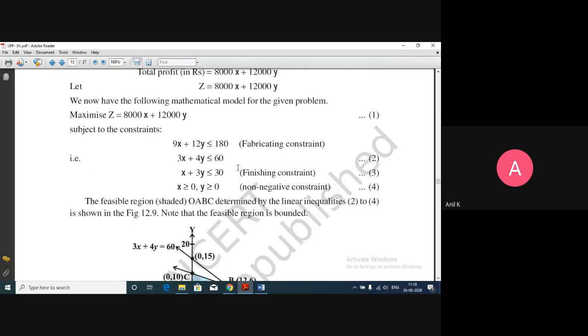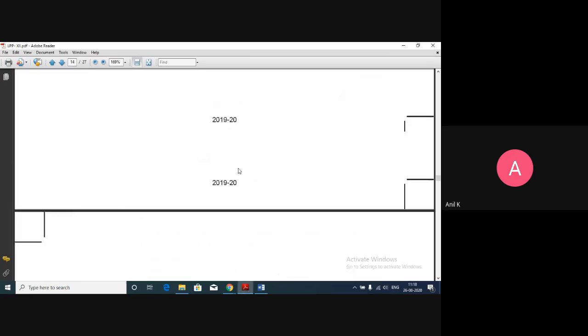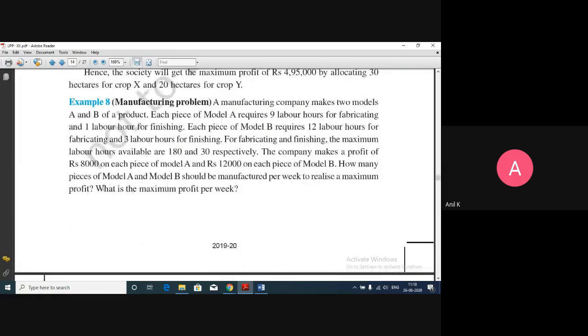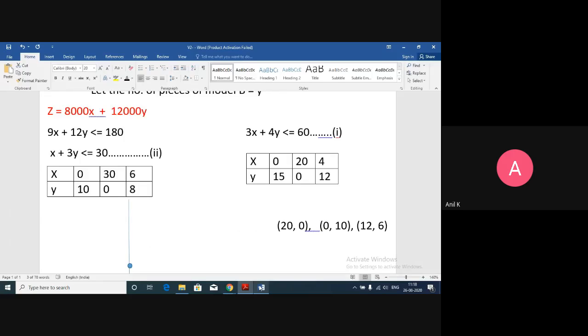Here in the question, they ask one more thing: what is the maximum profit per week? So what you have to do, after substituting the x value 12 and the y value 6, is substitute here and add them. The final answer will be the profit per week. This is the complete process of solving the question.